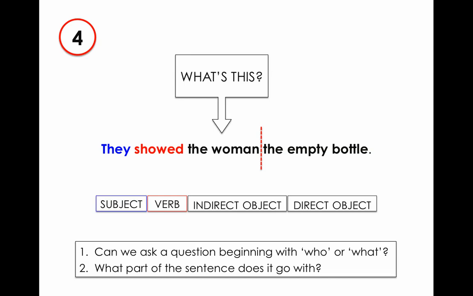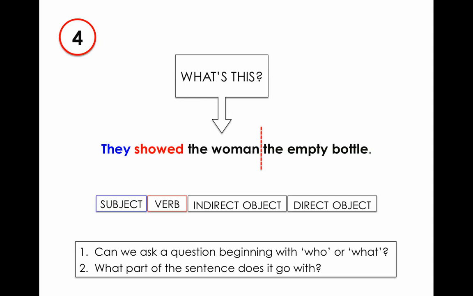And if you think about the sentence here, the phrase the woman doesn't give extra information about the verb showed or the subject they, nor does the phrase the empty bottle. These are sort of self-standing bits of the sentence.